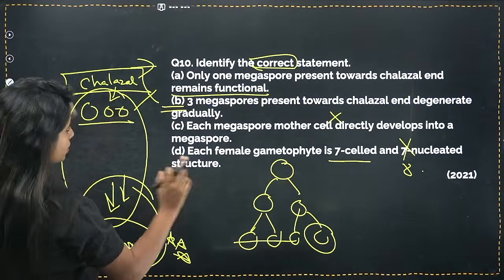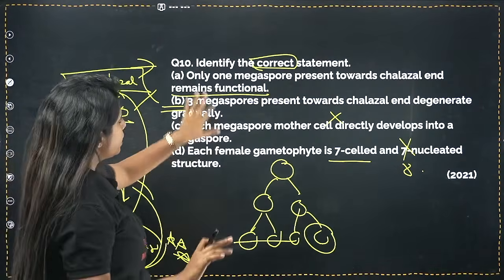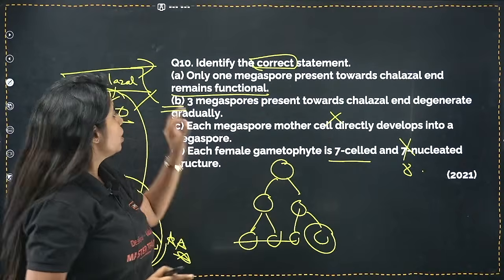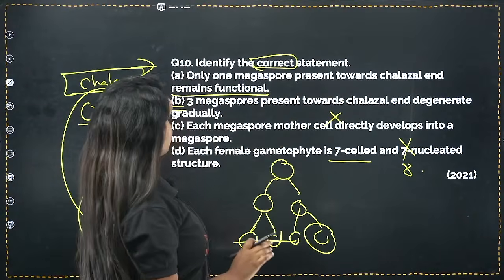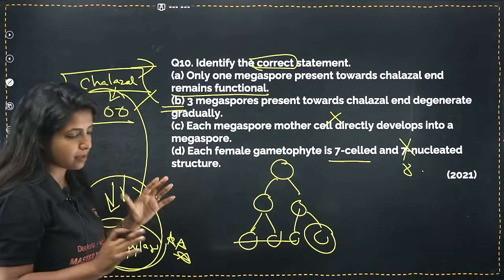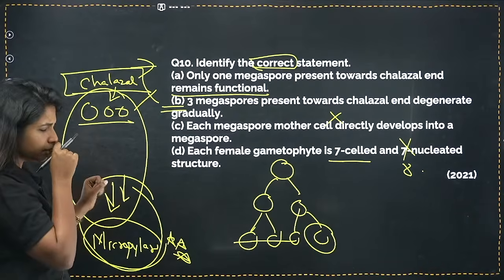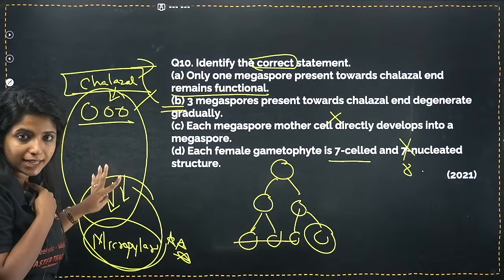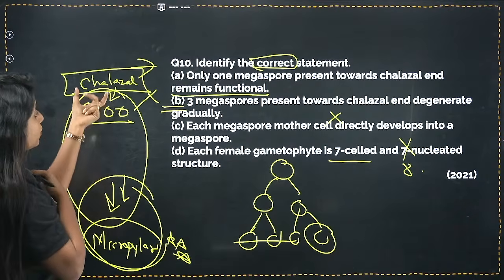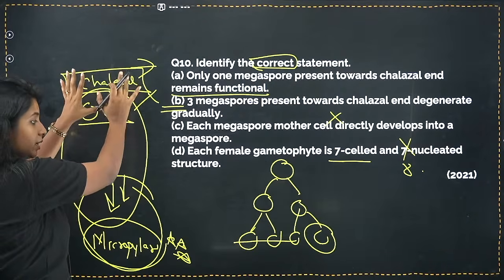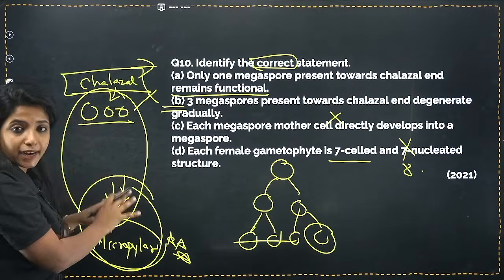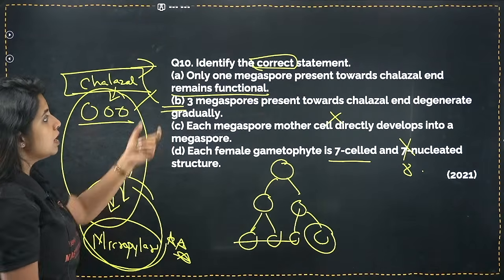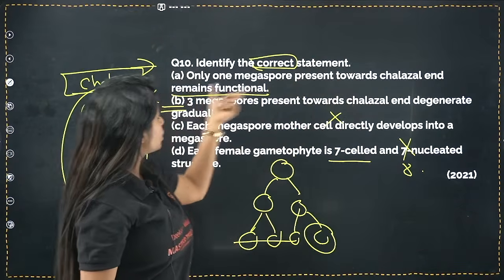For those who didn't understand this particular question, I'm just going back. Identify the correct statement is being asked. Only one megaspore present towards the chalazal end remains functional. You need to understand that the division is happening in this particular region. You got 4 cells at the end, 4 megaspores. 3 of them go to the chalazal end and get degenerated there. 1 remains over here, and that is the one known as the functional one. Only 1 megaspore present towards the chalazal end remains functional.